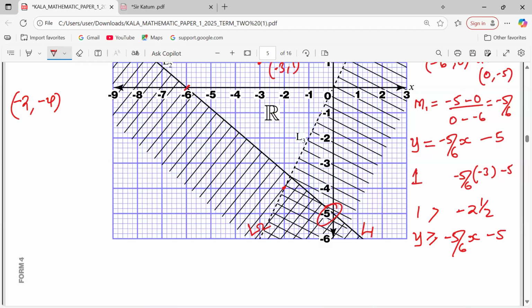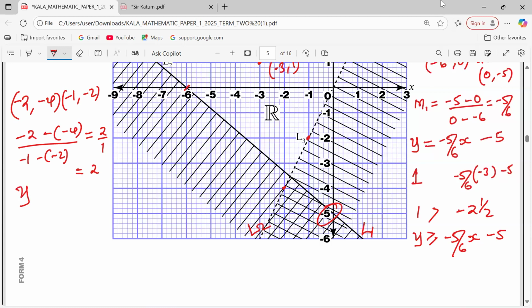Then another coordinate along the same line. Another coordinate can be this one, (-1, -2). We find the gradient: -2 minus -4, the change in y, out of -1 minus -2, the change in x. This is going to be 2 out of +2. So the gradient is 2.